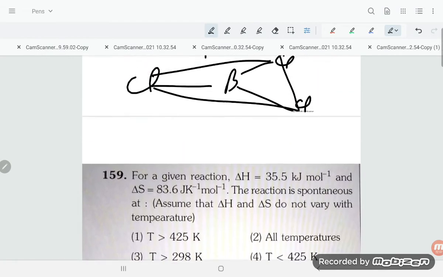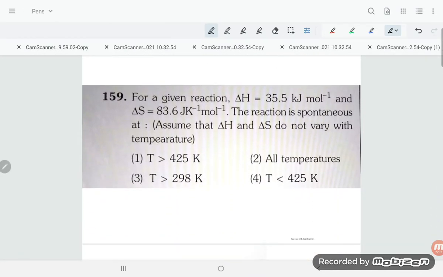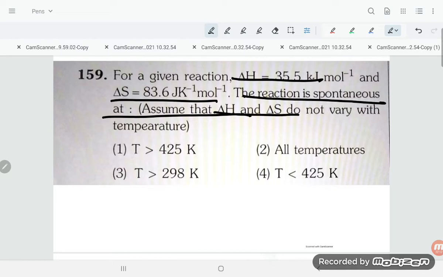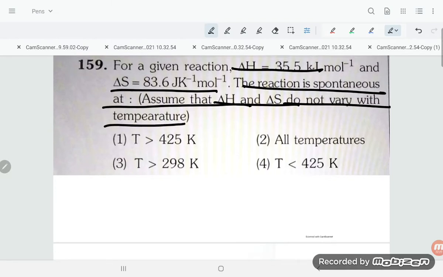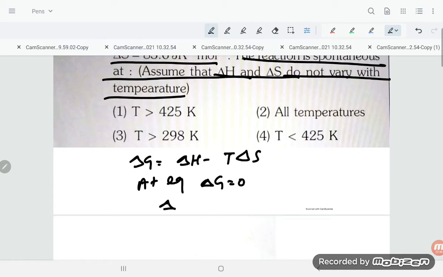158. Now, student, question 159. For a given reaction, delta H is this much and delta S is this much; the reaction is spontaneous, and delta H and delta S do not vary with temperature. So how can you solve this problem? Delta G is equal to delta H minus T delta S. This is the equation. At equilibrium, delta G is equal to 0. So delta H is equal to T delta S.